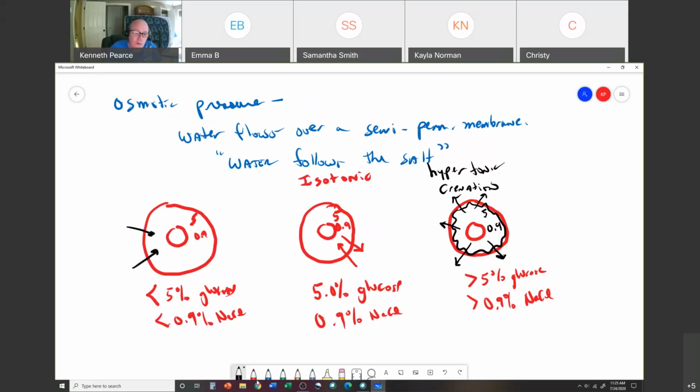Water flows in. And if you have enough water flowing in, this poor red blood cell will explode. There it goes. It's exploding. And we call this, what do we call this? We call this hemolysis. And this would also be known as hypotonic.